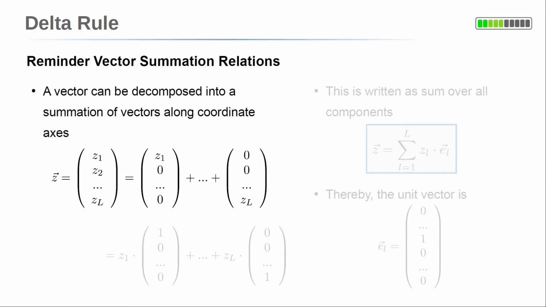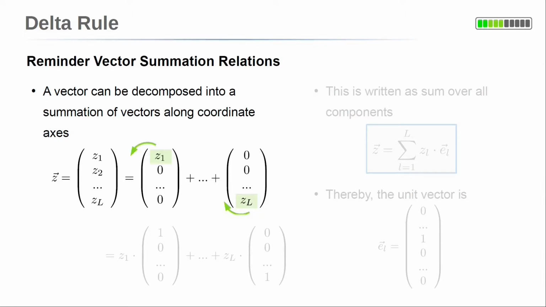A vector z can be decomposed into a summation of vectors along the coordinate axis. This means into a sum where each vector has a single non-vanishing component only. So the vector z with its components z1, z2 up to z capital L is equal to the vector with a single non-vanishing first component z1 plus a vector with a single non-vanishing second component z2 and so on, plus a vector with a single non-vanishing last component z capital L.